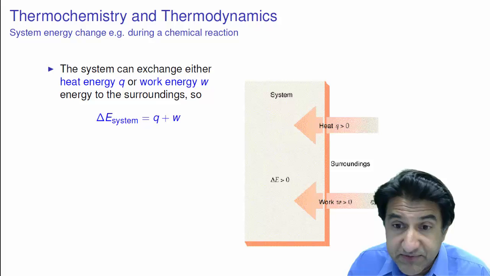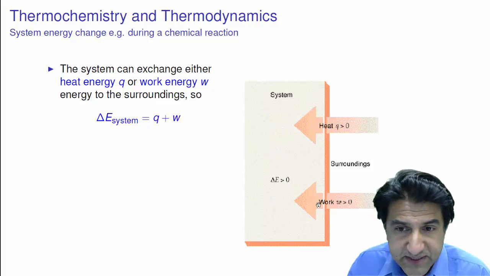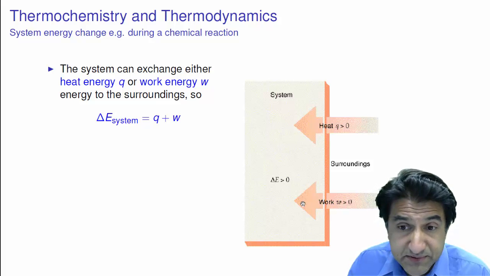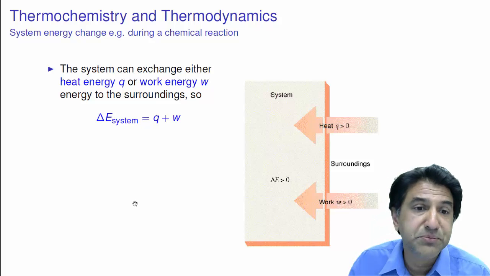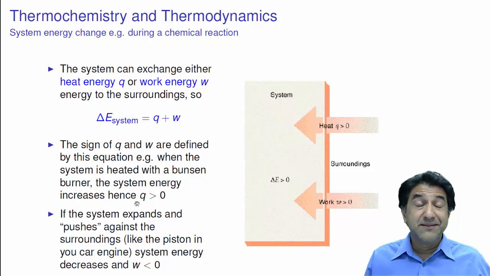Here we have work being performed by the surroundings on the system. For example, squishing or charging the battery. Here W is positive. If the system is doing work on the surroundings, W would be negative. I think you've understood that.